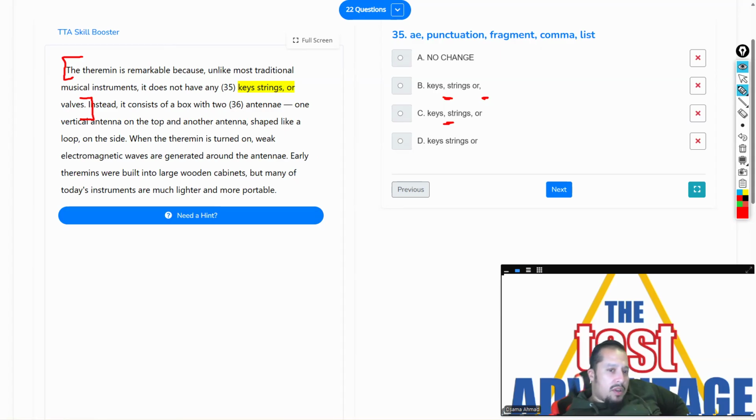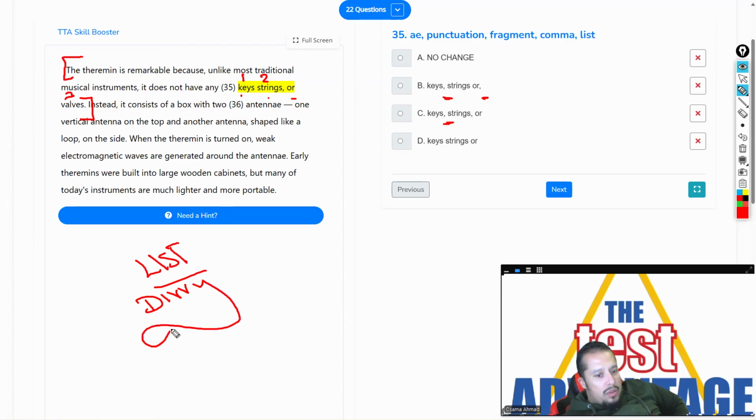Malik, what do we have here? We have a list, by the way, right? It does not have any keys, strings, or vowels. Isn't that the list? Keys, strings, or vowels? So how do you divvy up the list? How do you divvy up the list?